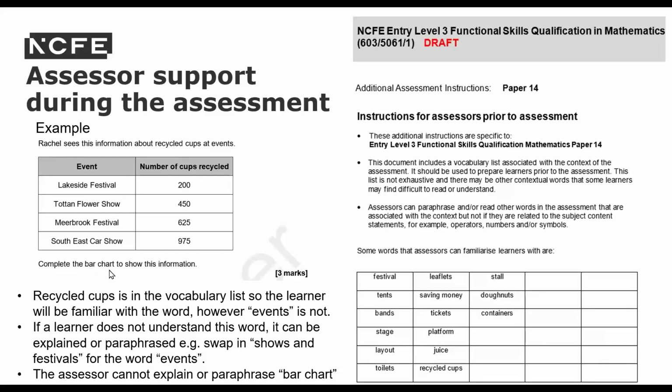Your learners should know the mathematical words, any words that relate to the subject content statement, for example, operators, numbers and or symbols, but also words like bar chart.